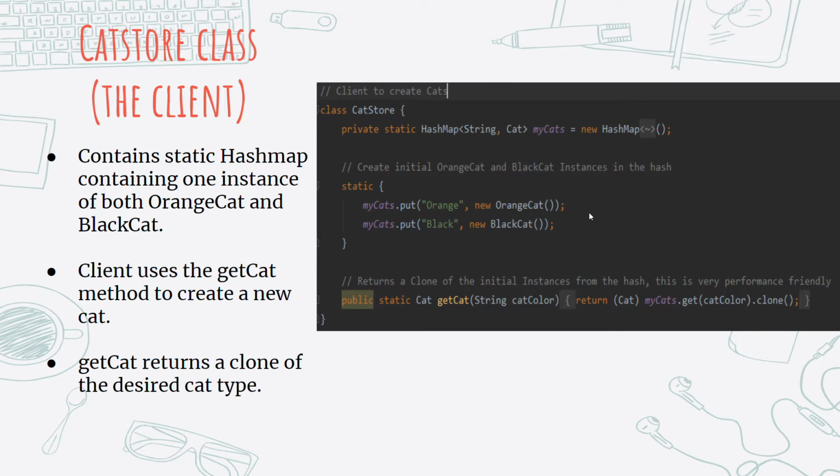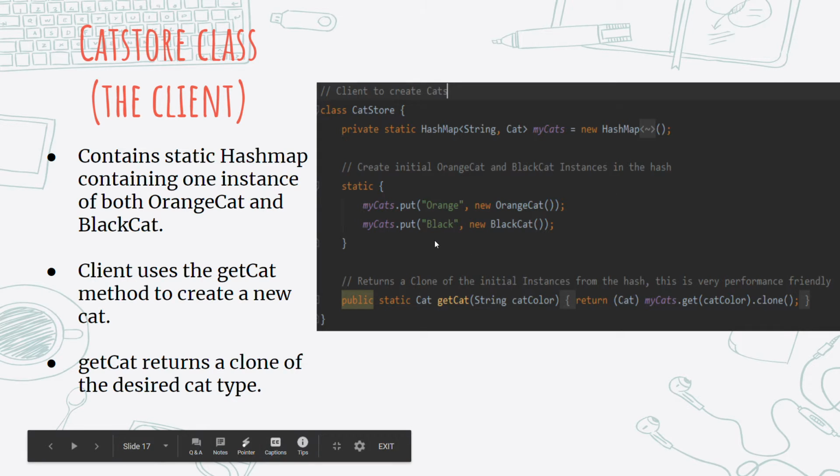And then we have our cat store class, which would be the client. It contains a static hash map of string cat key-value pairs. So we start off with cat store having one single instantiation of both orange cat and black cat. These are the two objects, or instantiations, that will be cloned every time a new cat is needed.